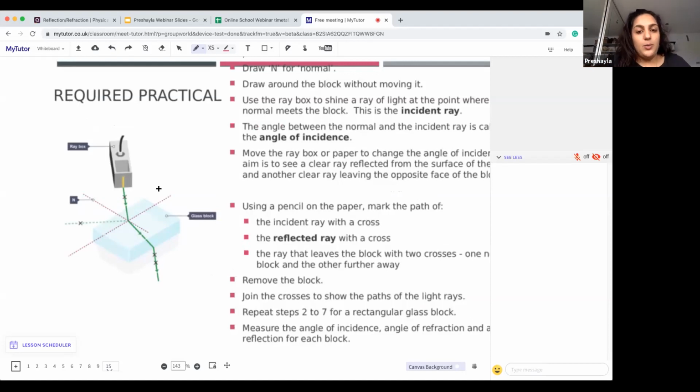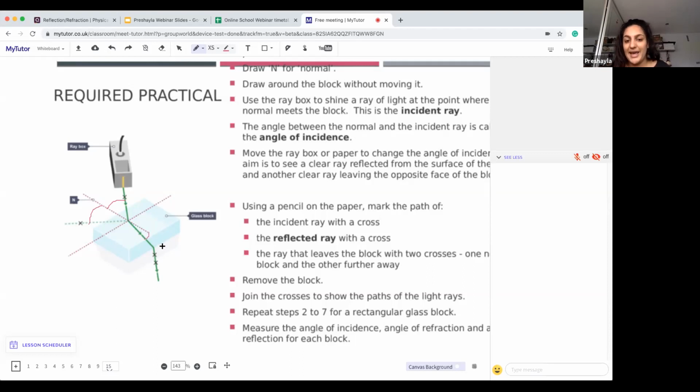Then you're going to put your block on an A3 piece of paper and you're going to draw around your block and you're going to draw a normal to the block. So that's depicted by this N here. Then we're going to shine the ray box into the glass block. The angle between the first ray and the normal is the angle of incidence. The angle between the normal and the reflected ray is the angle of reflection, and the angle between the normal and the refracted ray is the angle of refraction.